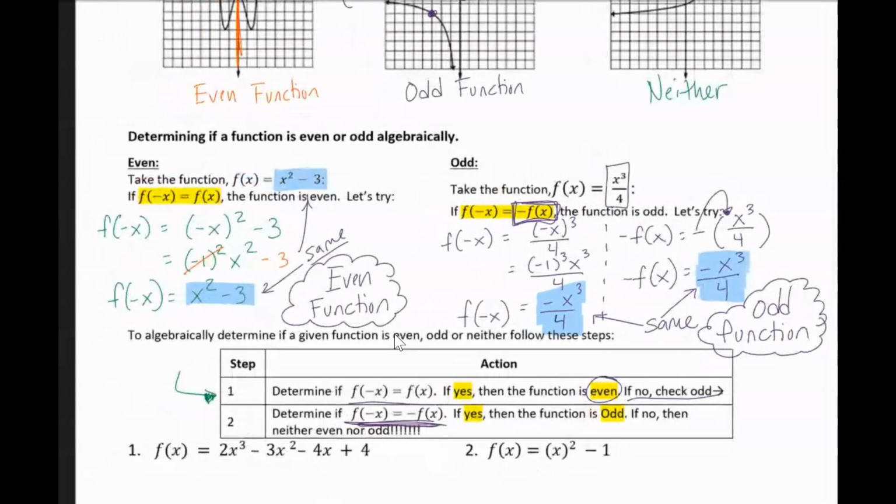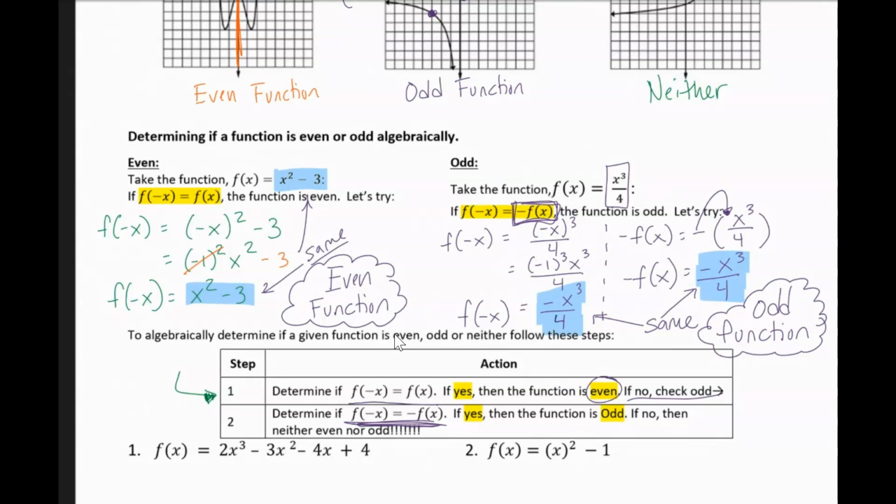Any questions so far? So you check both even and odd. If it's neither, it's just neither. Exactly. So if you check even, doesn't work, move on, check odd, doesn't work, then it's neither.